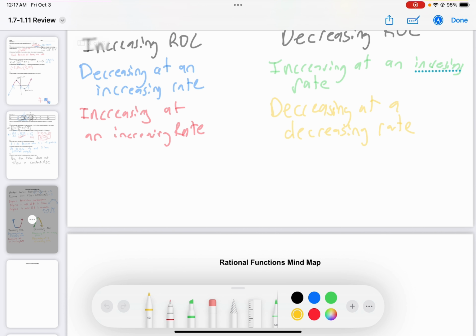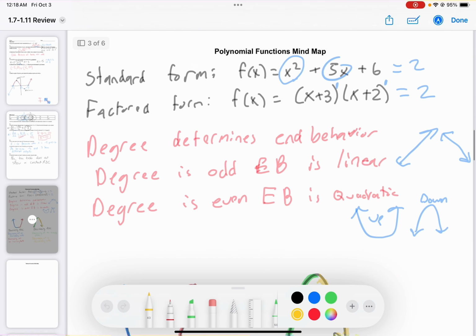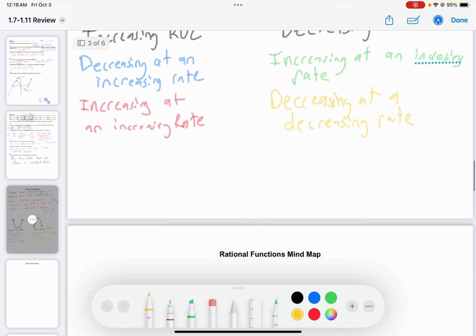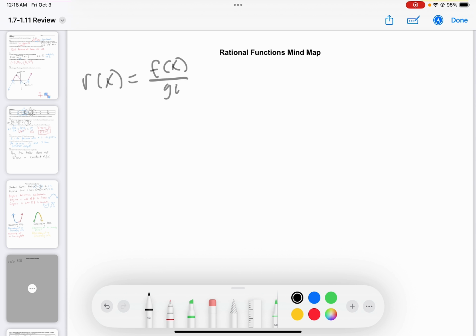We talked about even and odd functions. I'm not going to mind map that now. This is the most important stuff for us to understand about polynomial functions. It's not everything, though. All right, let's hop into rational functions. Rational functions we typically define as r(x) equals f(x) over g(x), where f and g are both polynomials. So it's a polynomial divided by a polynomial.